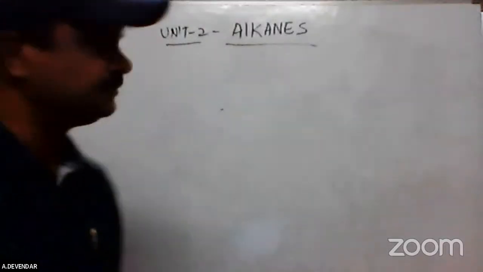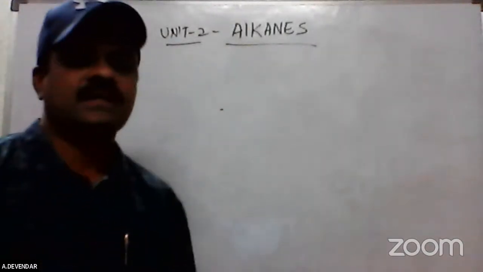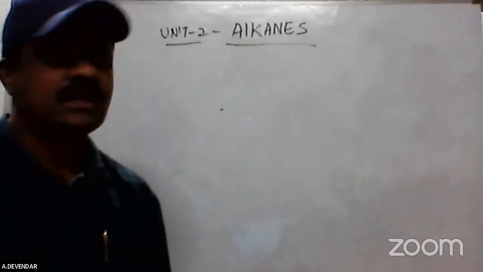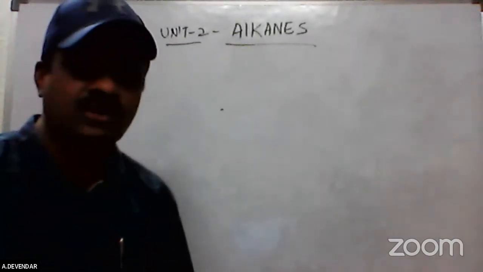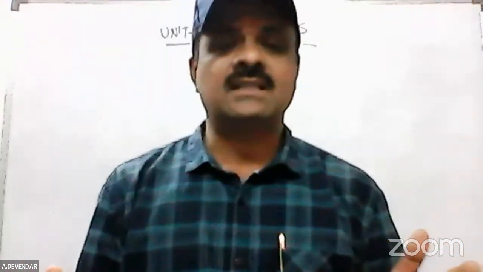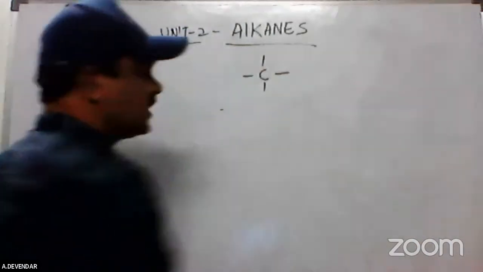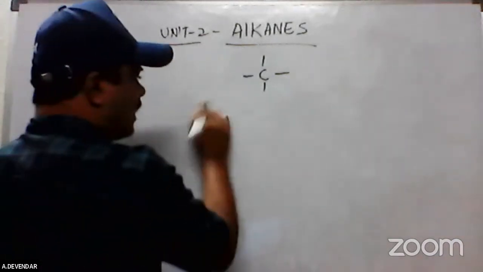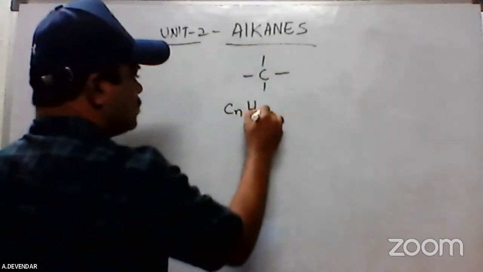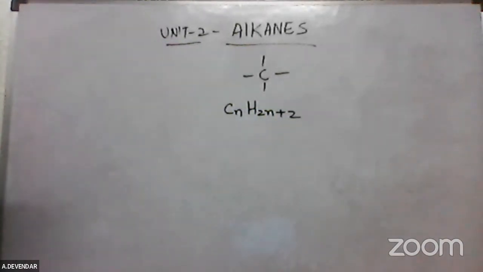Okay, coming to the alkanes. As already given in the classification of organic compounds, alkanes are saturated hydrocarbons. Saturated hydrocarbon means a single covalent bond is present on each carbon atom. All are single covalent bonds. It is a saturated hydrocarbon. The general formula of alkanes is CnH2n+2. This is the general formula.